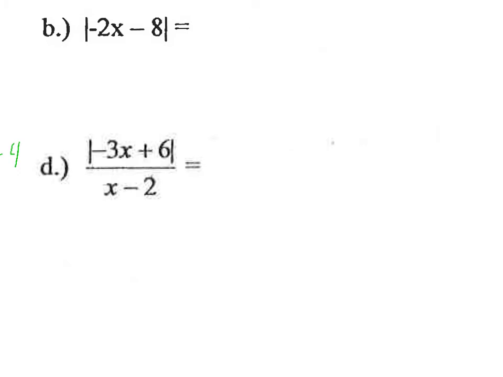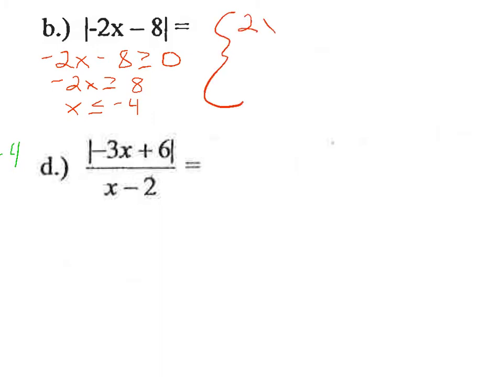For B, we want to start off the same way by setting our function greater than or equal to 0. Except in this one, when we divide by a negative, we need to remember to switch the sign. So our function is going to equal the original, this time when x is less than or equal to -4, and it will equal the opposite when x is strictly greater than -4.